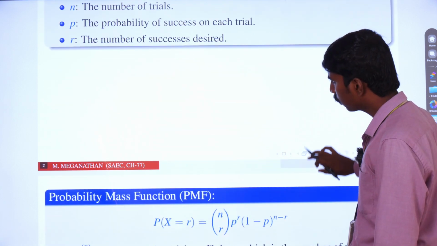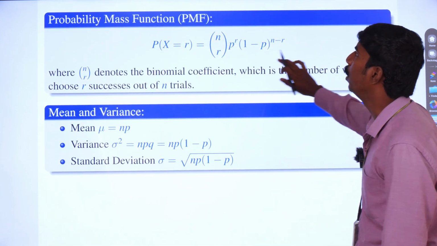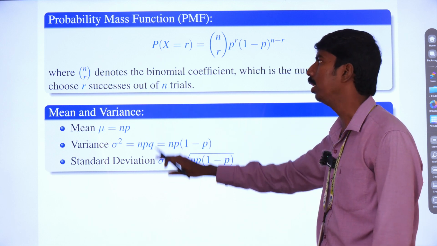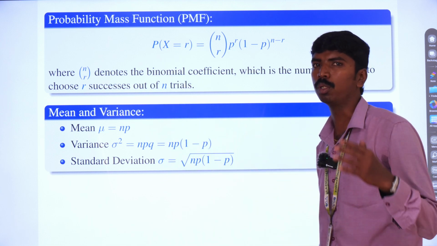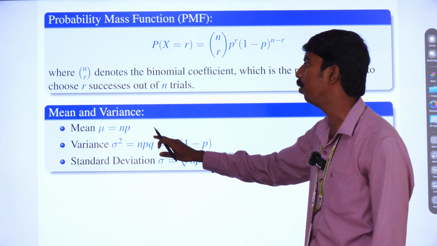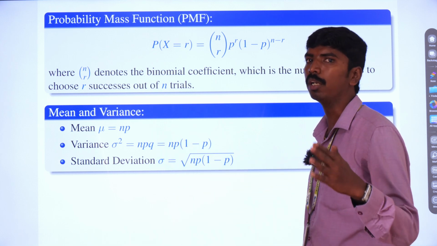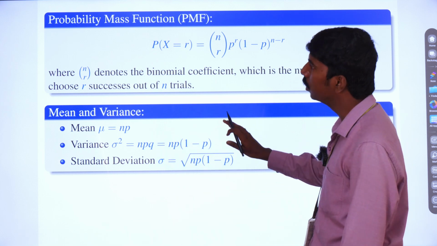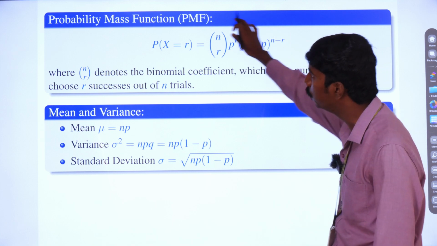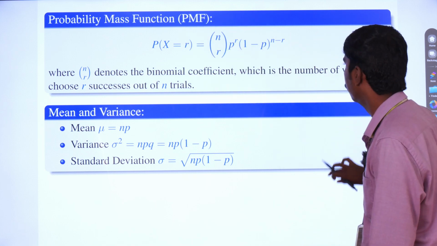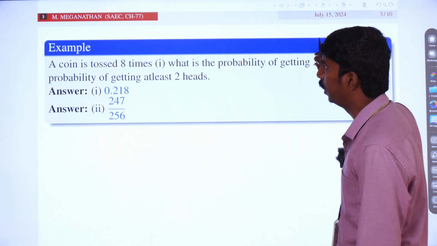So this is the probability mass function I gave in the previous slide. What are the mean and variance? Rarely do we use the concept of mean, variance and standard deviation in GATE questions, but in this video we are 100% using the probability mass function. So let us solve one example.